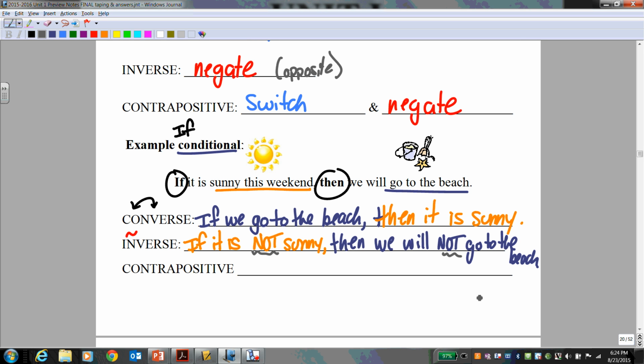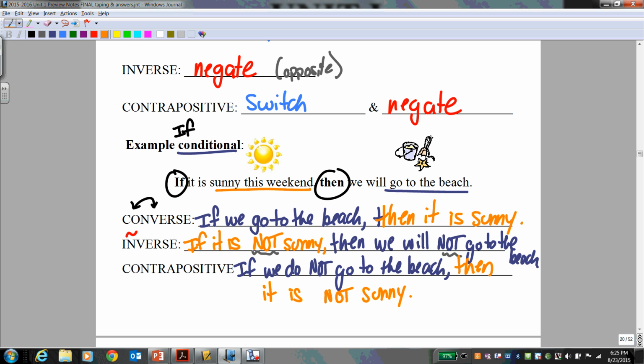Contrapositive, you switch and negate. So the original is sunny, beach. Now it's not beach, not sunny. So we write it like this. If we do not go to the beach, then it is not sunny. So notice we switch and negate.